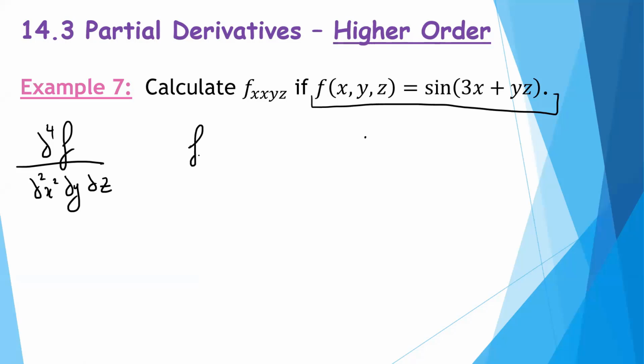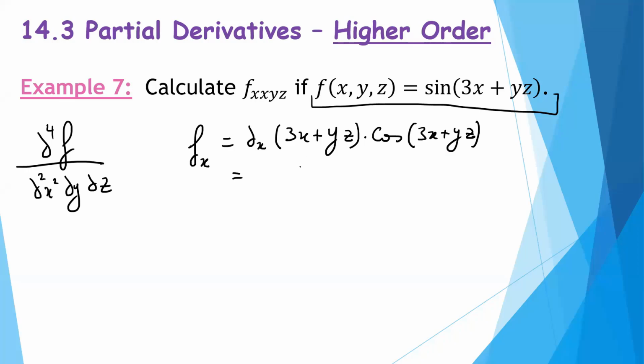So start with the first partial derivative with respect to x, fx. This is a composition of two functions. So the chain rule gives me dx of the inner part times the derivative of sine, which is cosine of 3x plus yz, cosine of this input. And what is dx of 3x plus yz? 3 plus 0 plus 0. So 3 cosine(3x plus yz). This is the first partial derivative. Now the second partial derivative, fxx. So still with respect to x. So again, we have the 3.